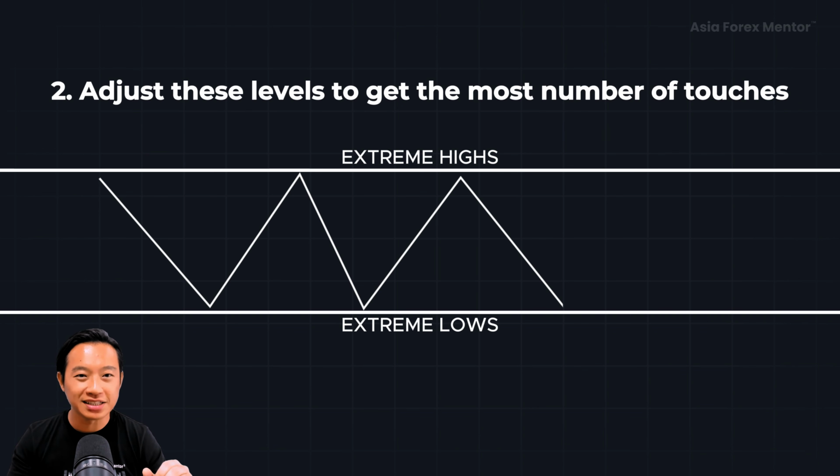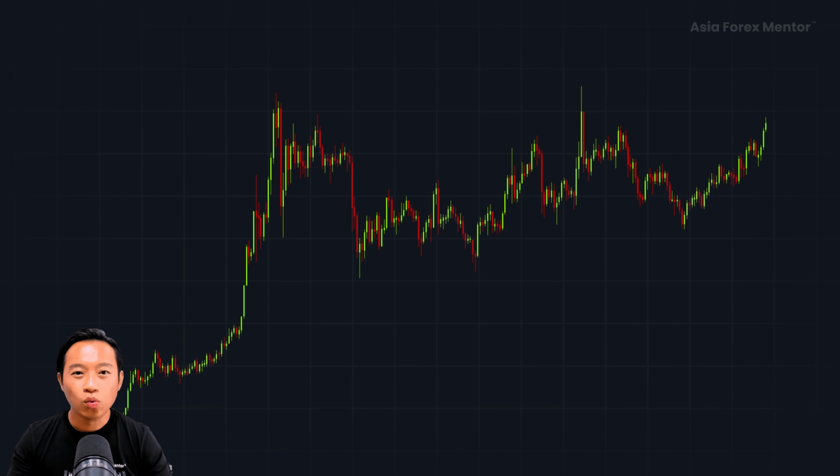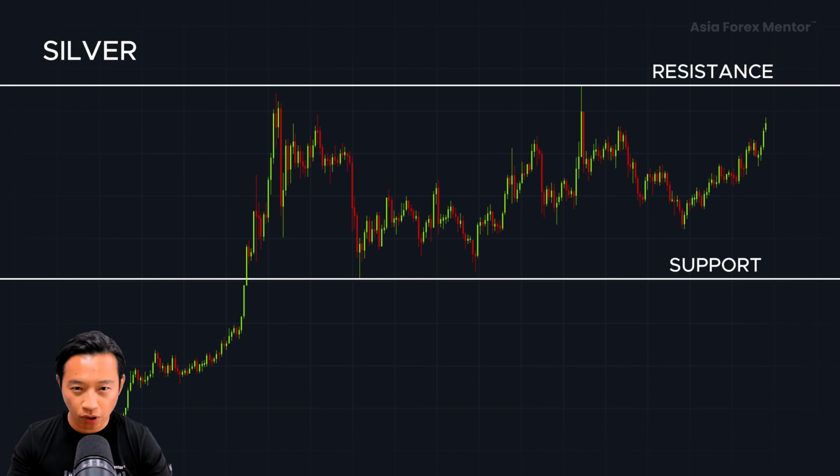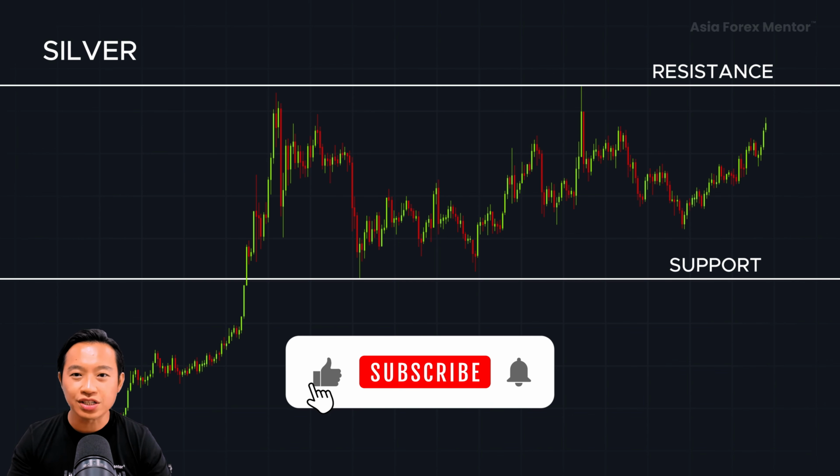I'm going to show you what I mean by this. Let's take a look at a few chart examples to illustrate the concept. So here we have the chart of silver on a daily time frame. To me, this looks like an area of resistance, and then this is an area of support. So let me explain what I mean by getting the most number of touches.